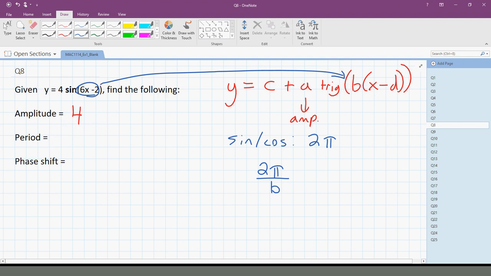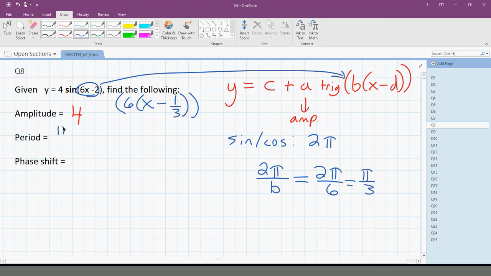There you go. So we got to pull this 6 out right here in front of the x as a GCF, and that changes everything else below it. So if I pull a 6 out of the 2, what does that give me? 2 over 6, which reduces to 1 over 3. So this is really what we're looking at inside the parenthesis. So I agree with you that b is 6. And so when we actually plug into our formula, you end up getting the 1 over 3, which is pi over 3. So that is our period now, pi over 3.